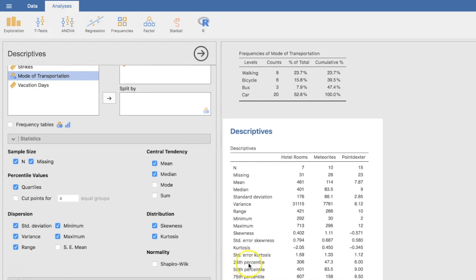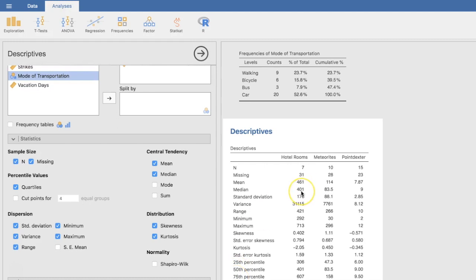Also, here is the 25th percentile, 50th percentile, and 75th percentile. Those are the quartiles. The only thing that I don't see Jamovi doing is the interquartile range, which would be whatever the 75th percentile is minus the 25th percentile. So this is Q1, Q2, and Q3.